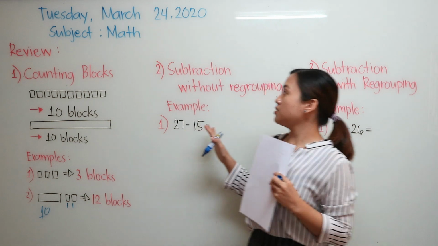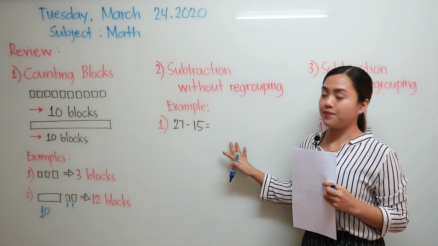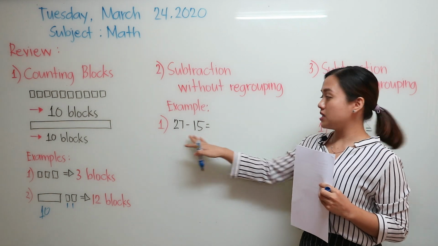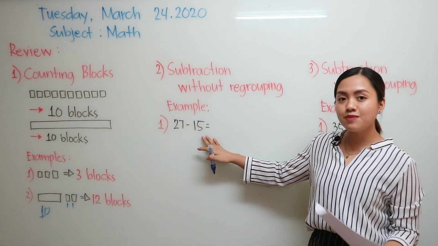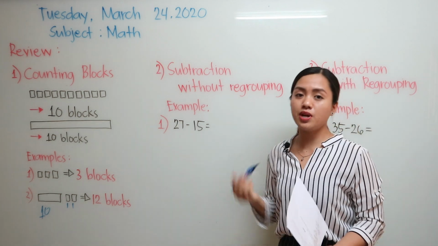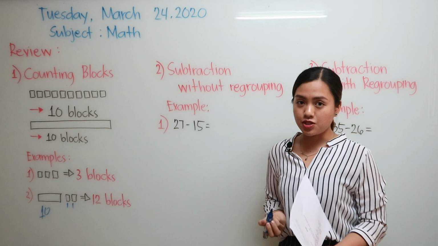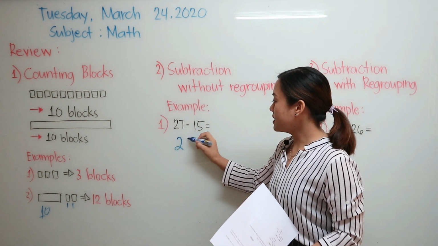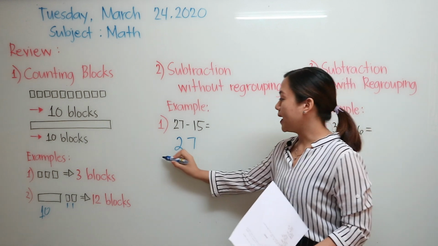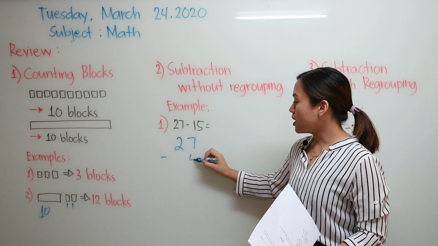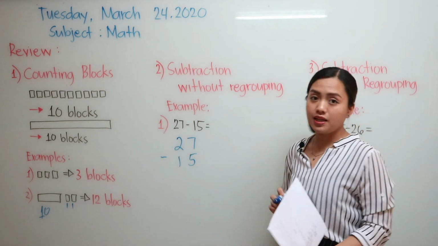Now let's proceed to subtraction without regrouping. We have here an example. So we have 27 minus 15. We said before that if we are going to subtract this one, we are going to align ones and tens together. So let's do it. We have 27 minus 15. So make sure ones are aligned and tens are aligned.